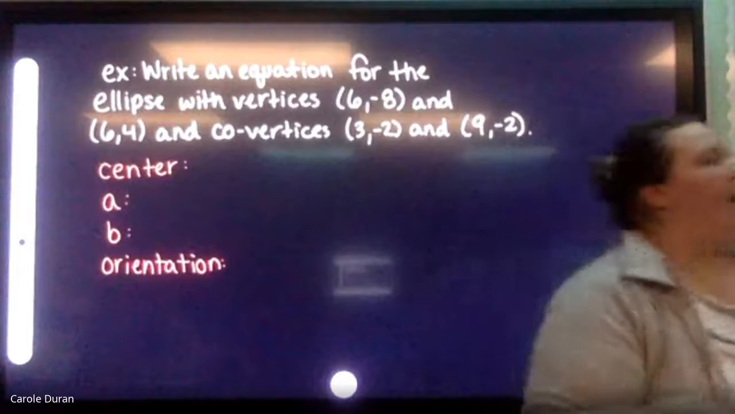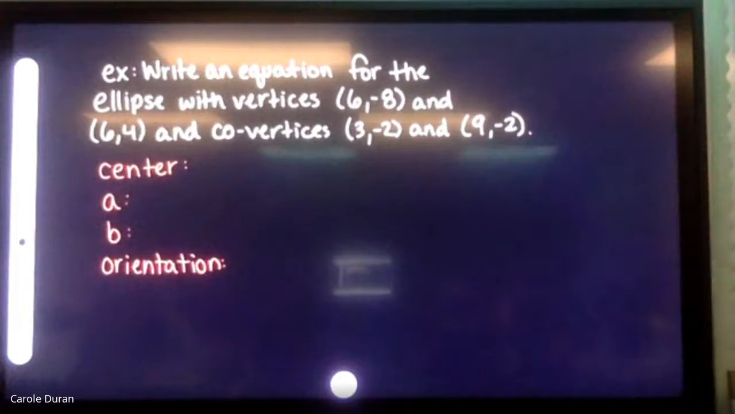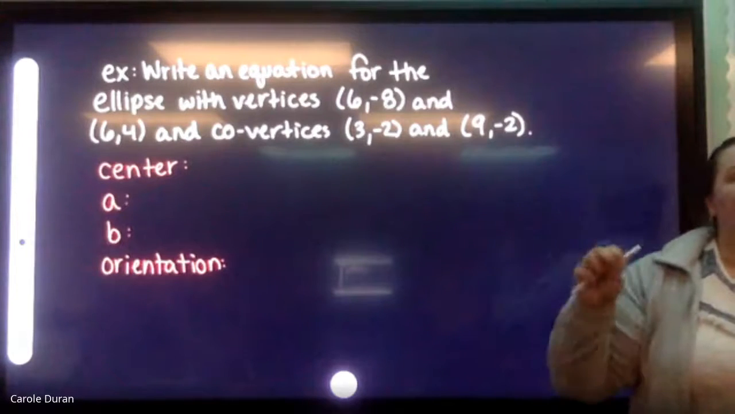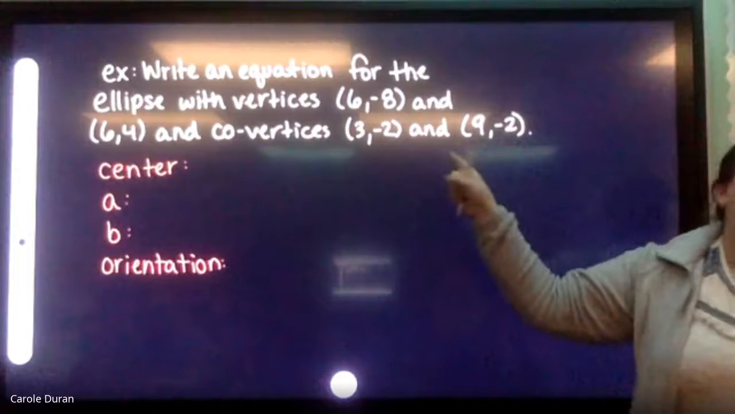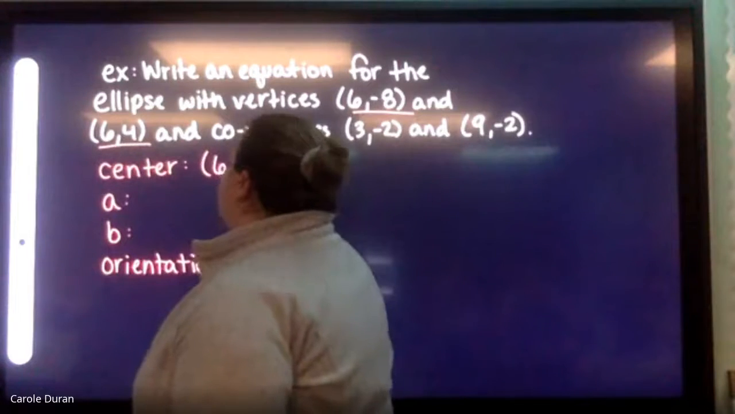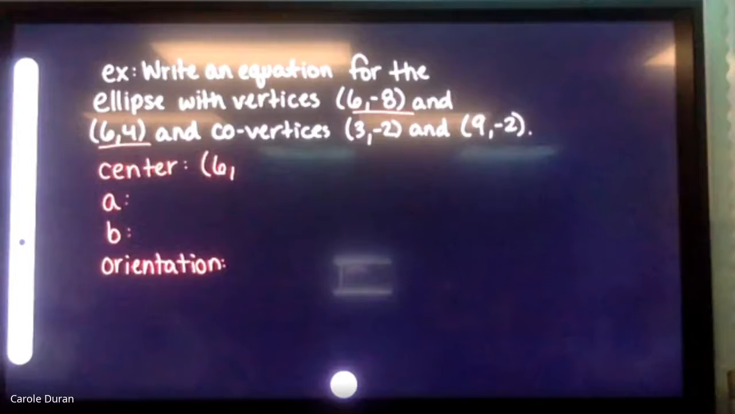Looking at the information that I have in front of me, the center is actually going to be the easiest thing to find first. As I'm looking at the center, I'm comparing the coordinates of my vertices and my co-vertices. What do I notice about the coordinates on my vertices? The x's are the same. Those x's, since they are the same, means that the x-coordinate of my center will also match that. So because both of these have a 6 as the x-coordinate, my center will also have 6 as an x-coordinate.